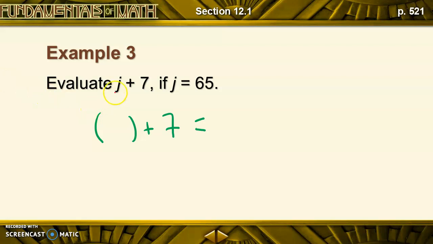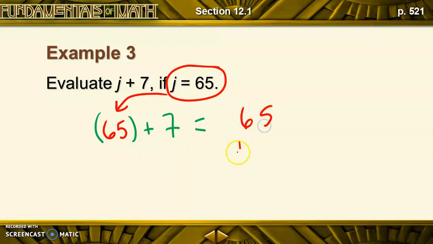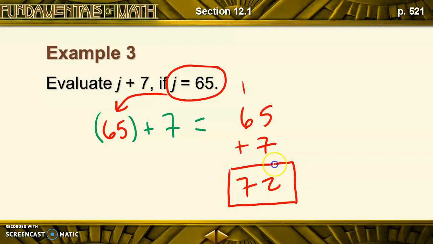In this problem, it says evaluate j plus 7, right? J plus 7, and they say that j is equal to 65. That means that wherever there was a j, we're just going to go ahead and put the number 65. And this is going to be the same thing as 65 plus 7. All we're going to do is add these two numbers together. I carry the 1, and I get 72. All right, so really evaluating is not that tricky. They're going to tell you what the variable means, or what the value is, and you're going to plug it in.